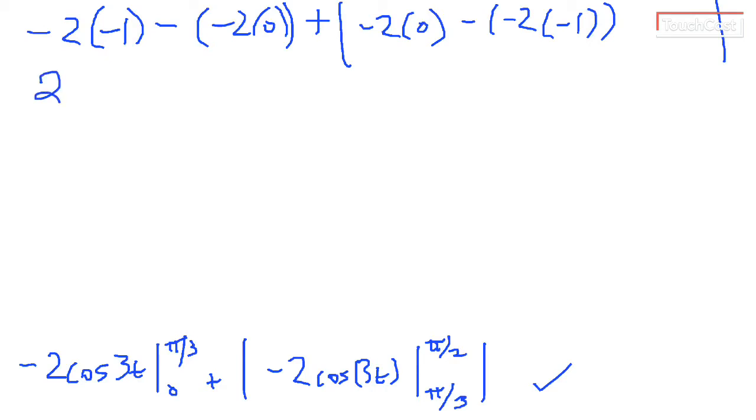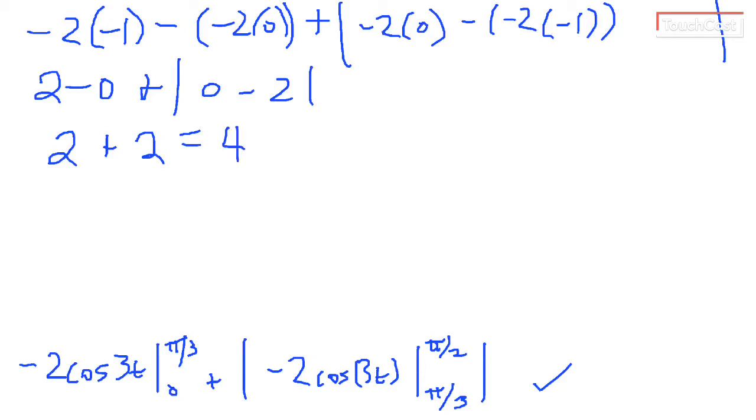Okay, so this is positive 2 minus 0 plus the absolute value of 0 minus positive 2. So it's going to be 2 plus another 2, which makes 4. So the displacement was 2. The total distance traveled was 4.